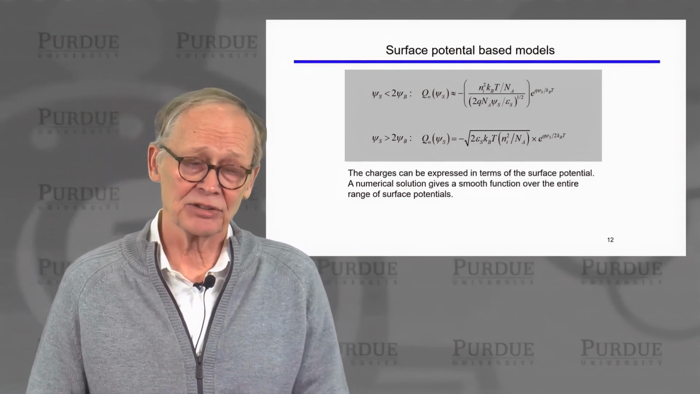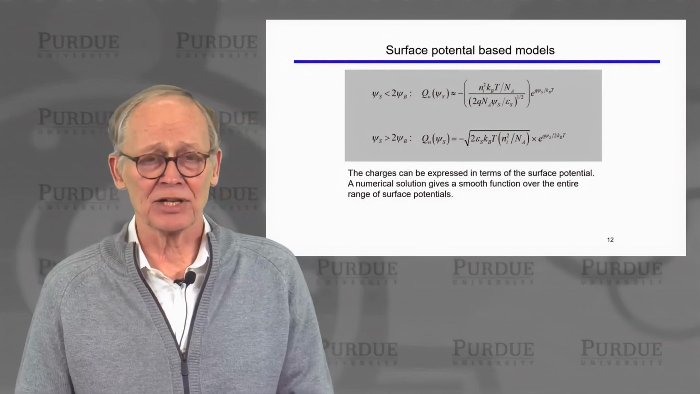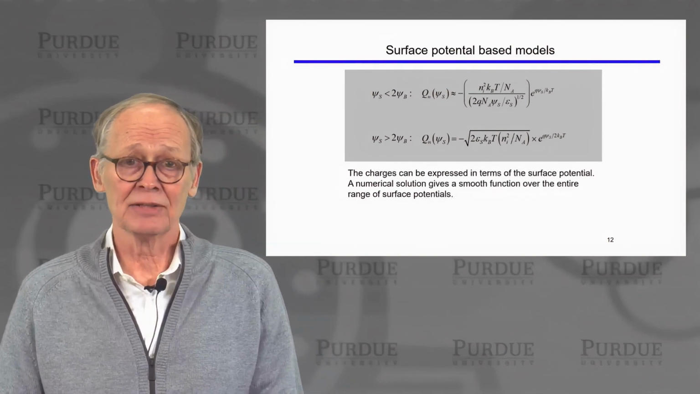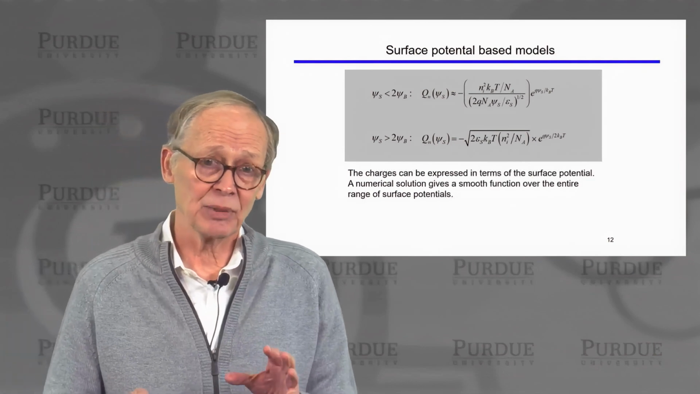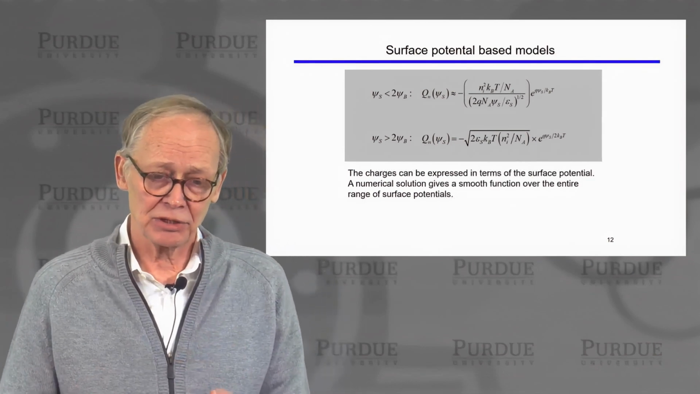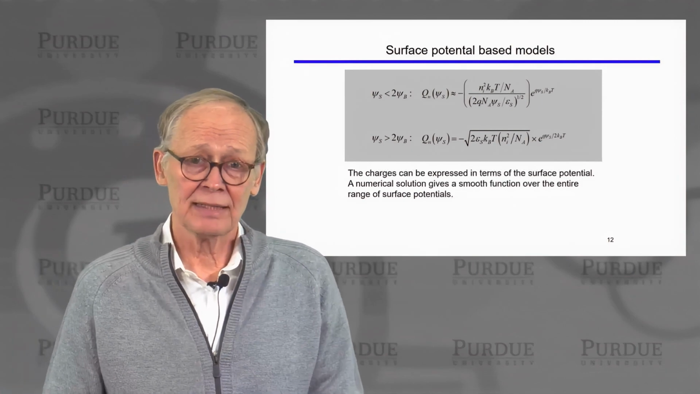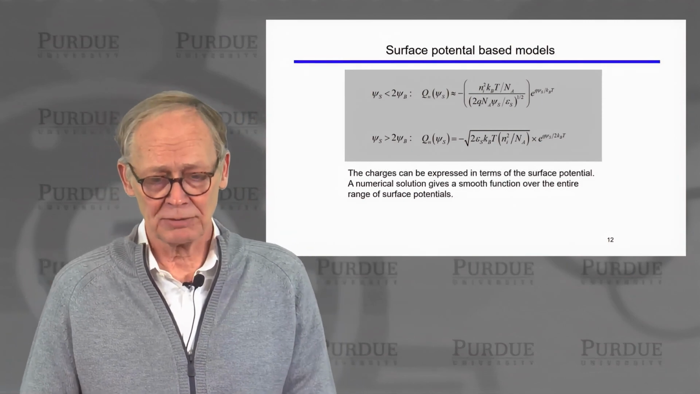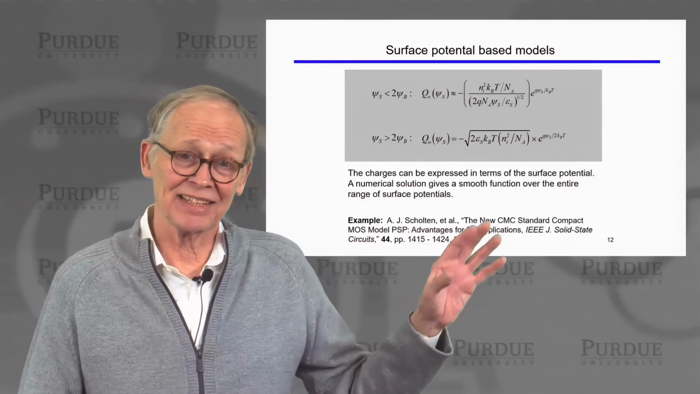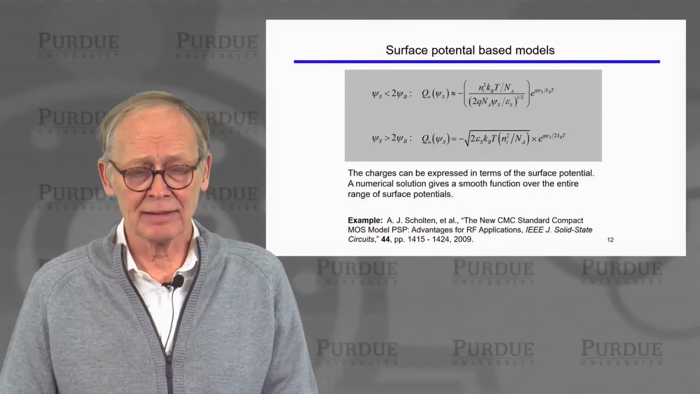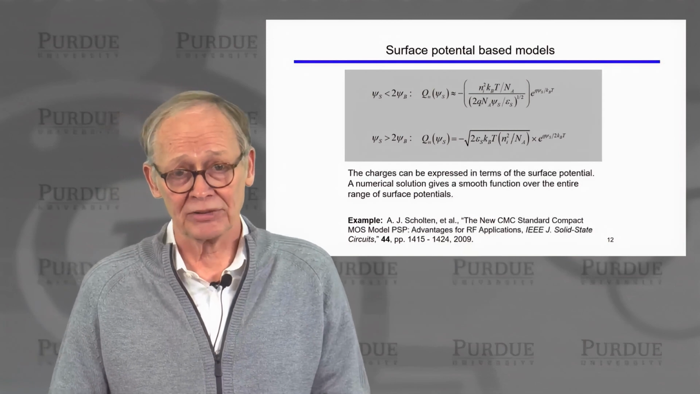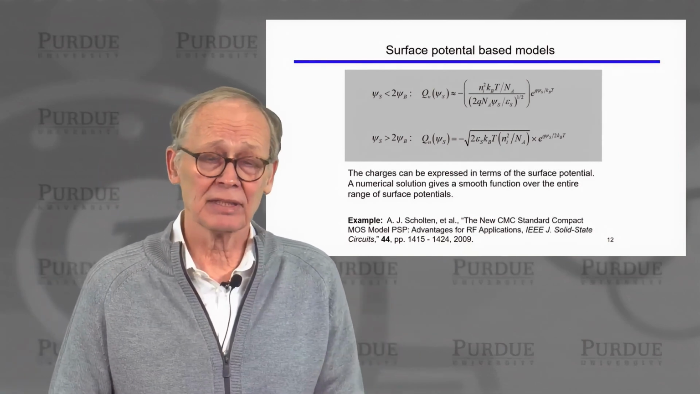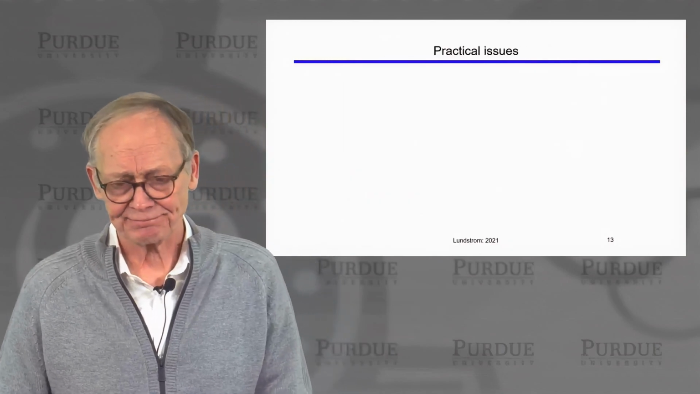The resulting equations need to be solved in general numerically. People have developed clever techniques for doing it approximately, but if we base our charge models on the surface potential, then we can get a smooth model that goes all the way from below threshold to above threshold. If you want to see an example of a model like that, the PSP model is one example of a model like that. It's another industry standard model that is used today.